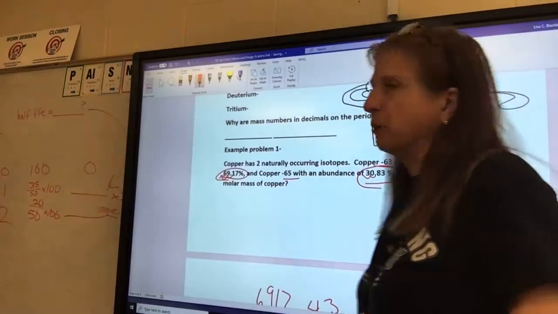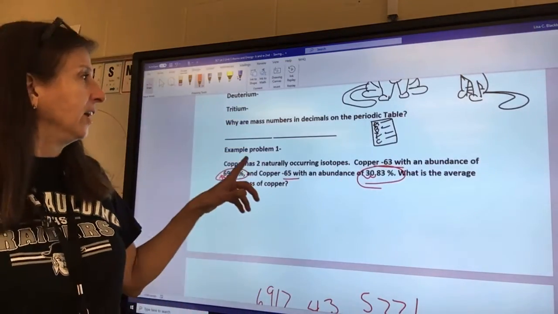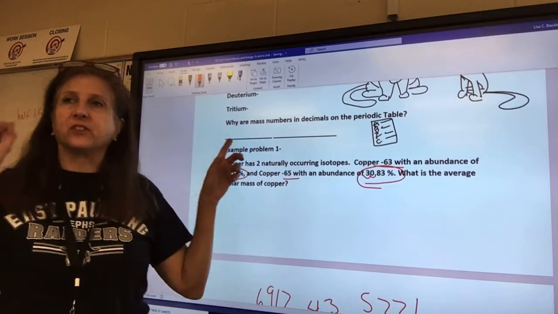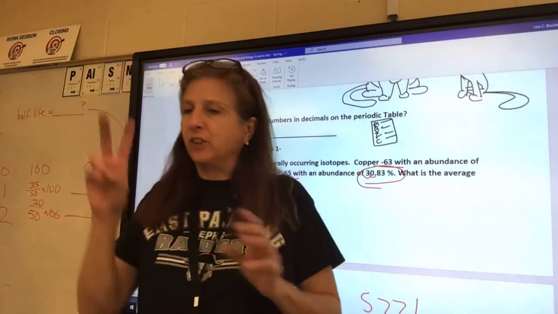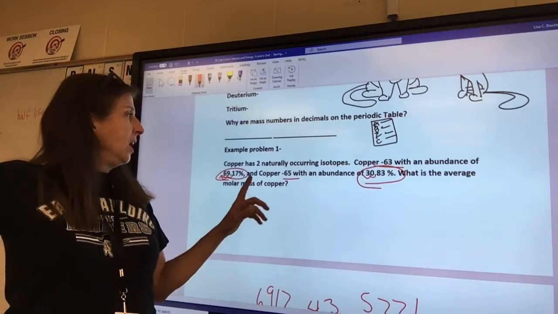Okay, so here's our example problem. Get your notes out and follow along. This is the second kind of problem that's going to be on the test. The first kind of problem is balancing nuclear equations, and you're going to have 2 worksheets for homework with that tonight. Put away your phone.